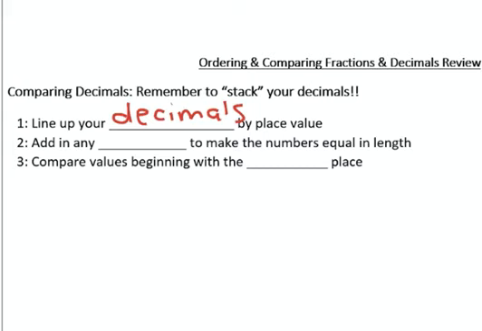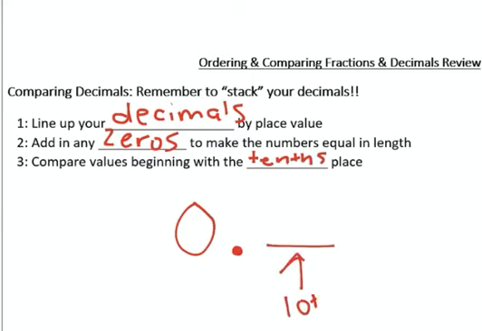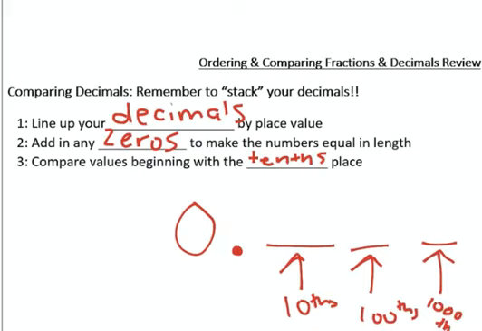Number 2, after you've lined up all your decimals by place value, you are going to add in any zeros to make the numbers equal in length. And I'll show you what that looks like in just a minute. And number 3, finally, you're going to compare values beginning with the tenths place. So remember the tenths place comes right after your ones place in the decimal. So this is your tenths, hundredths, and they have that th sound at the end, and that would be your thousandths.